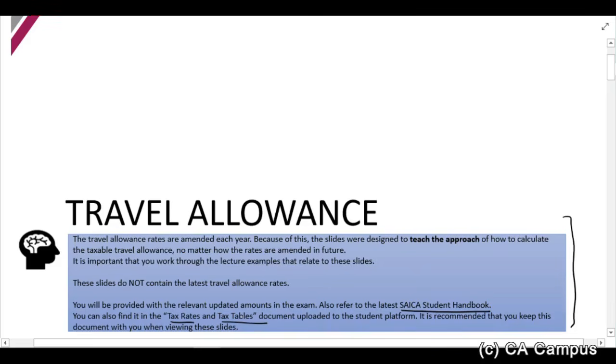But please understand that I'm going to be showing you an approach here, because the tax rates and the tax tables change every year. So you shouldn't study towards a certain amount. You should study to understand how to apply it no matter what changes.